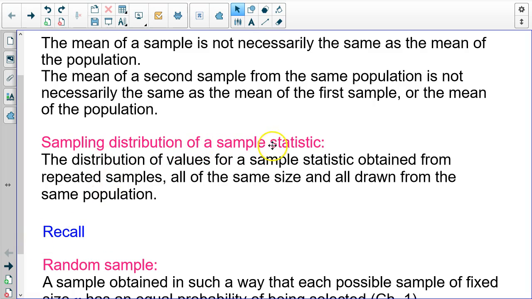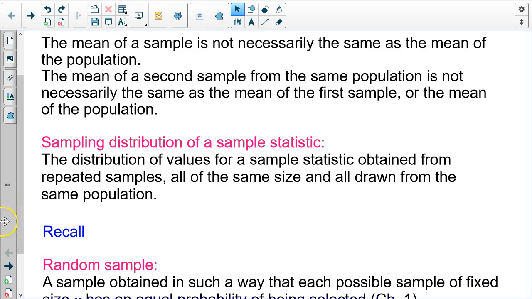So a sampling distribution of a sample statistic is the distribution of values for a sample statistic obtained from repeated samples, all of the same size and all drawn from the same population. So what you do is you have your population and you say, I'm going to take sample sizes of 20. So you collect 20, then you collect another 20, then another 20, then another 20, and you take that information and create a sampling distribution with those samples. Does that make sense? Okay.